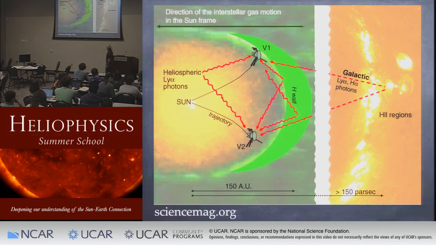So this is a signal that we can see from our own heliosphere. And if we have Lyman alpha photons that go through this hydrogen, it will have a distinct signature eventually when it reaches our telescope somewhere here. Okay?